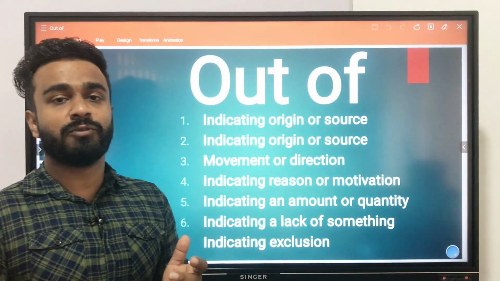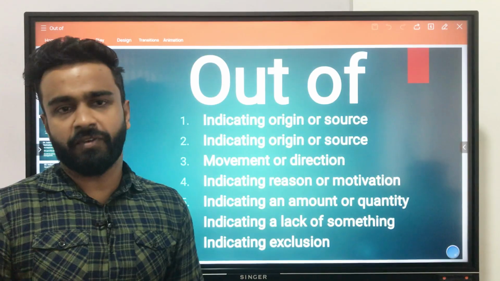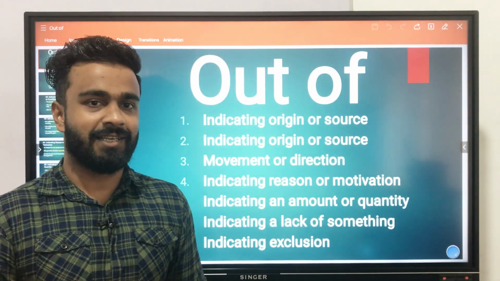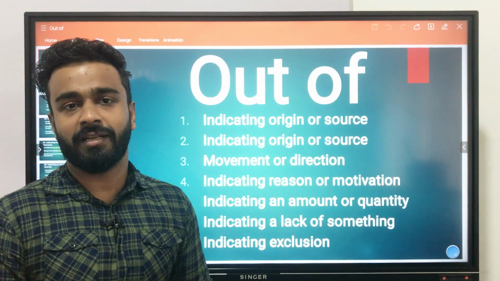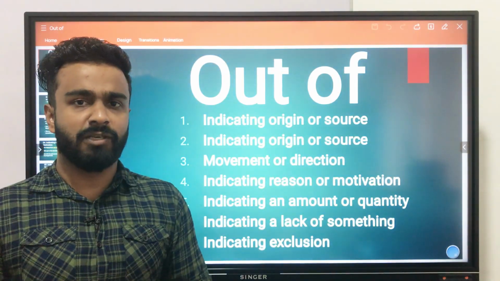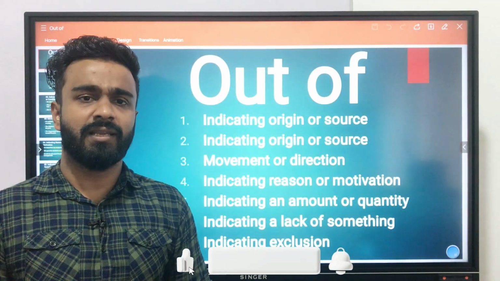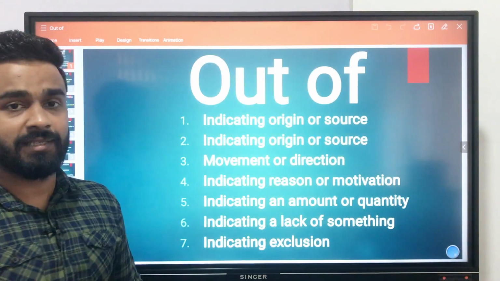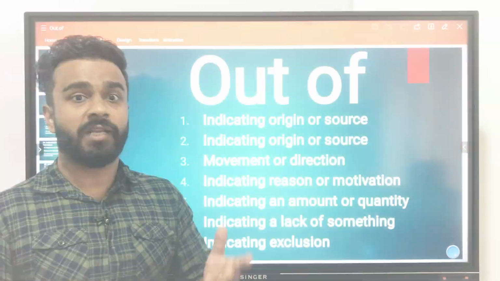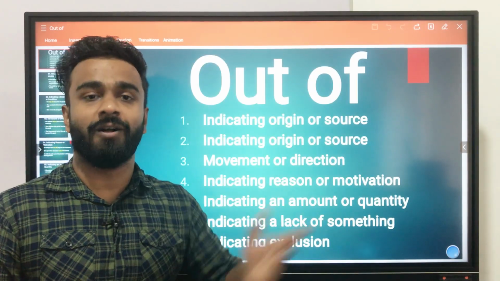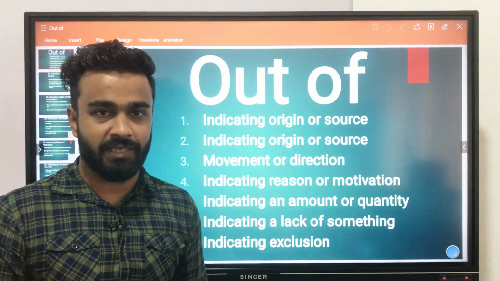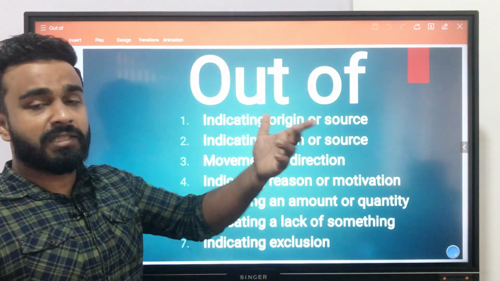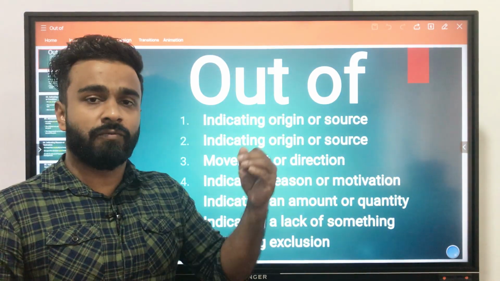So if you want to know its meaning, you can refer to a bilingual dictionary to find out its original meaning. But I recommend you to find its meaning in English itself. Here are the usages of this preposition out of. The first usage is how something is made. So sometimes something is made out of gold. So these are the usages. Let's discuss one by one.